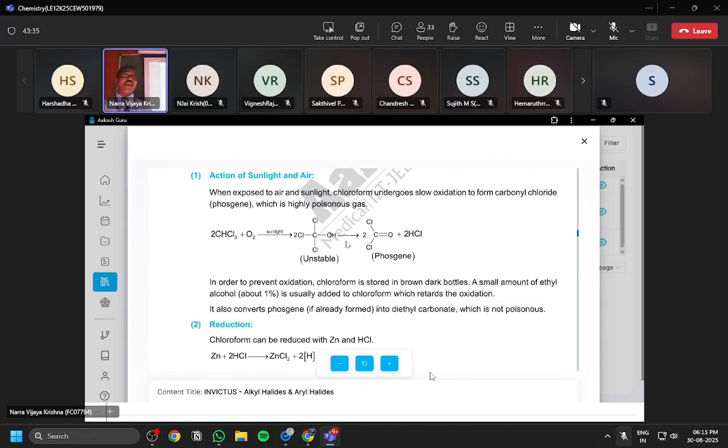Phosgene. Why we should not store chloroform in presence of sunlight, or why we have to store it away from sunlight, and should be stored in amber color bottles. So with atmospheric oxygen, it will be oxidized to form phosgene, poisonous. That's why we have to add some amount of ethyl alcohol. With ethyl alcohol, these chlorines will be replaced, right? So then it converts into non-poisonous product.